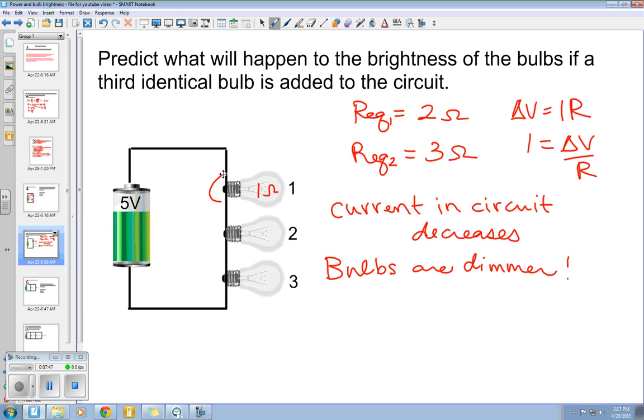But this time, there are 3 different bulbs. And so we get 5 divided by 3, which is like 1.7. And so our voltage drop is lower, and therefore the bulbs will be dimmer.